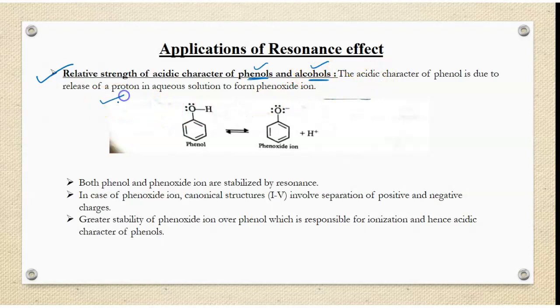First of all, you can see that we are discussing phenol. What is happening upon ionization? It results in the loss of a proton and the formation of the phenoxide ion like this. Both phenol and phenoxide ion are stabilized by resonance. In the case of phenoxide, we are going to see some canonical structures which do not involve the separation of positive and negative charges. Basically, it depends upon the stability of the phenoxide ion. The greater the stability of the phenoxide ion over phenol, the greater is its ionization and hence the acidic character of phenol.